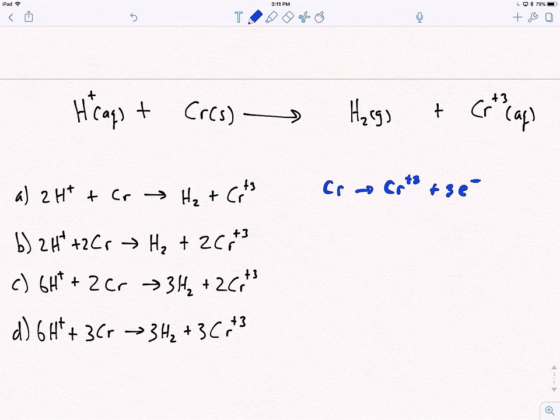So what's the other half reaction? You have two ways of writing it. The proper way to write it is, well, first you assign oxidation states. Chromium is zero because it's a free element, and so is hydrogen. So you can have two hydrogen ions plus two electrons make H2. That's the way I would write it. You can also, if you want, do it like this. So either way is fine. That's the most proper way to do it, though.